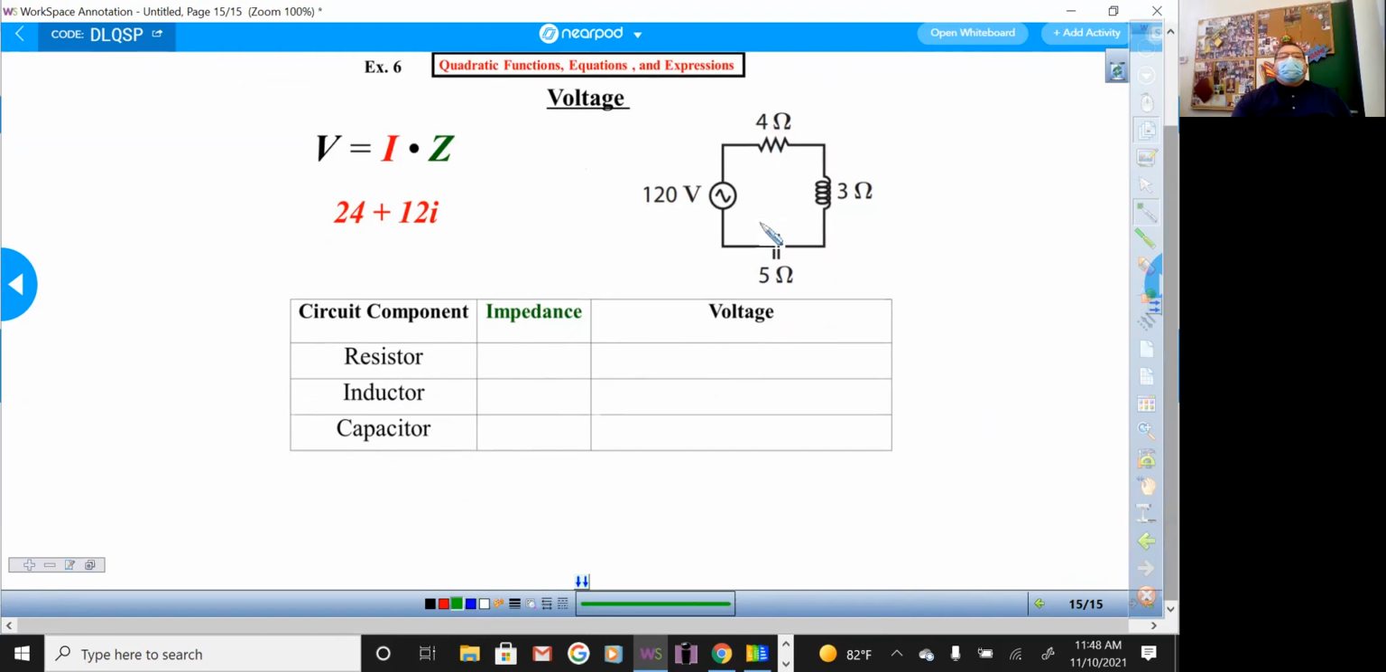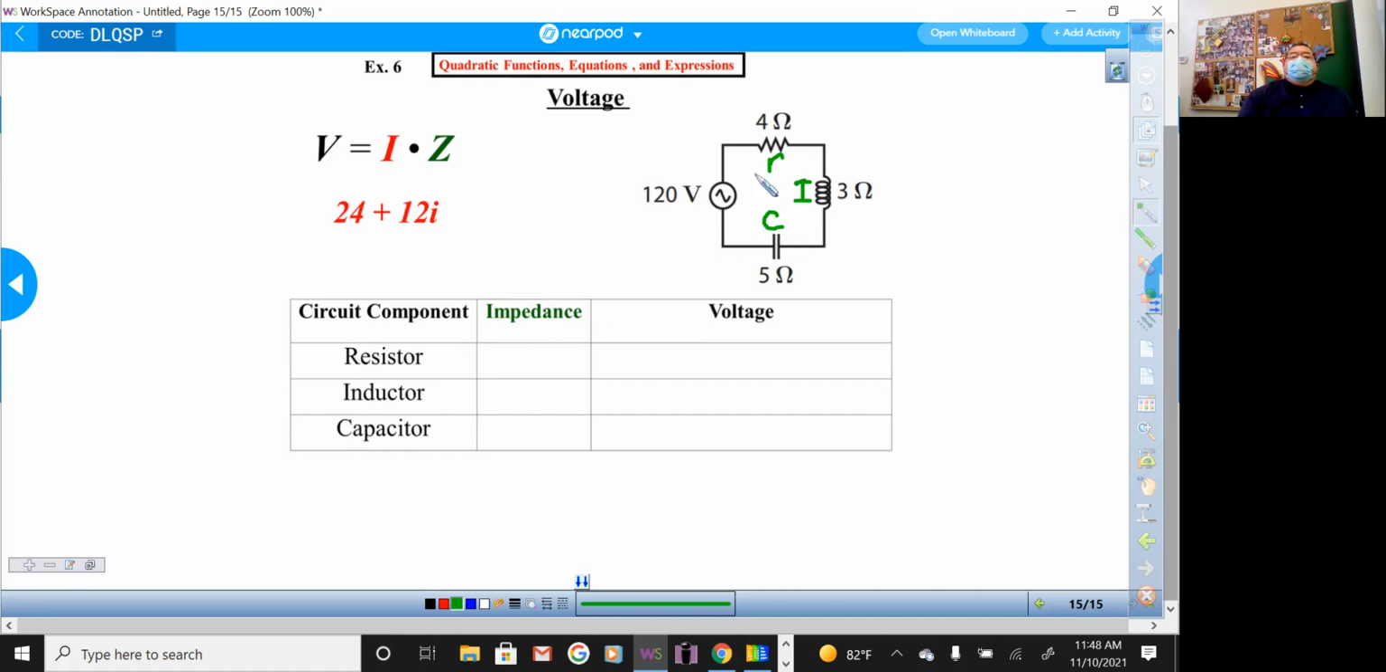First, I'm going to label my diagram so I know what I'm looking at. So this I would label R. This I would label L. And this I would label C. Does everybody see what I'm doing? Yes. Okay. So let me start with my resistor.